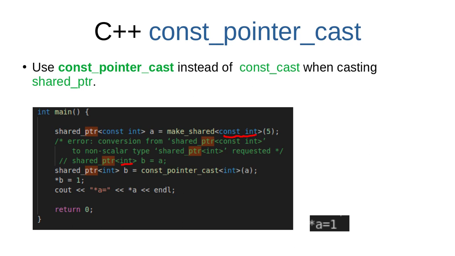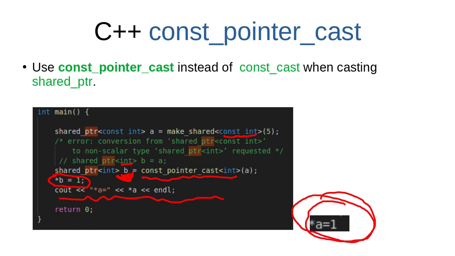So in order to do that, you have to remove the constant from the shared pointer a through casting, using const_pointer_cast, and then you can safely assign it to p, which has no constant, and you can easily change the value of p, which will be reflected in a. This is why now a, or the object pointed to by a, is changed.